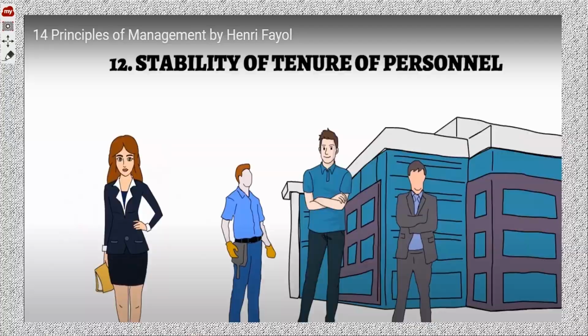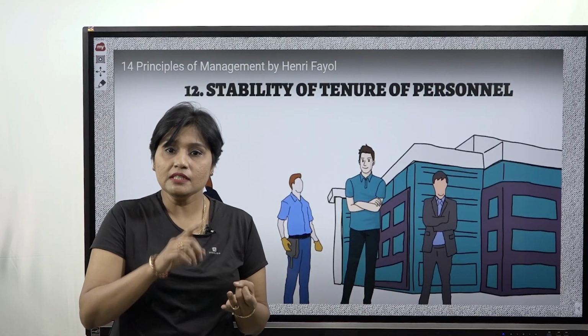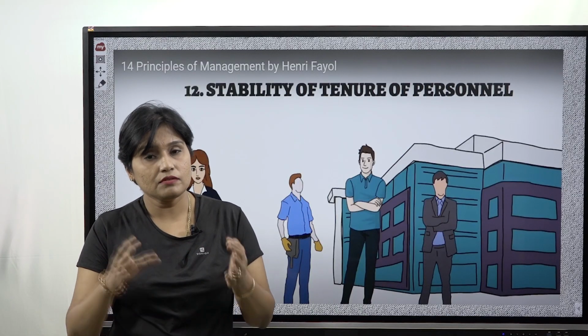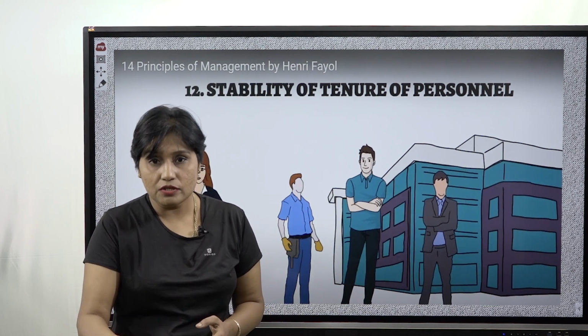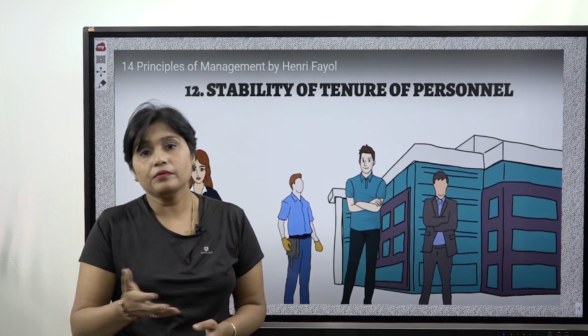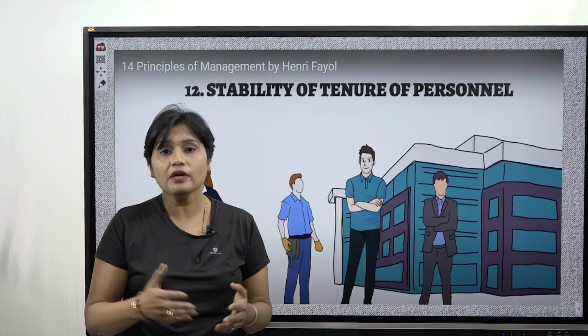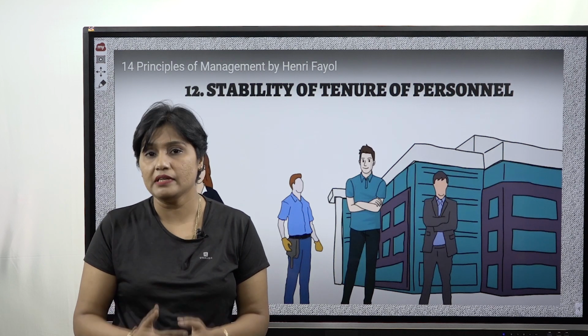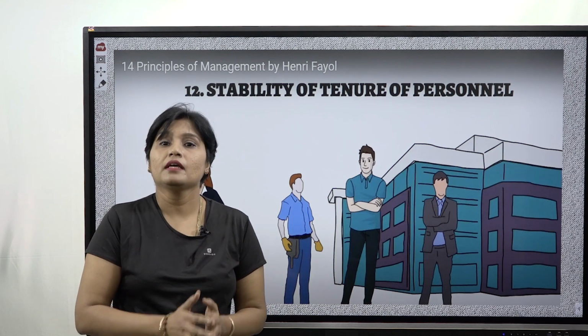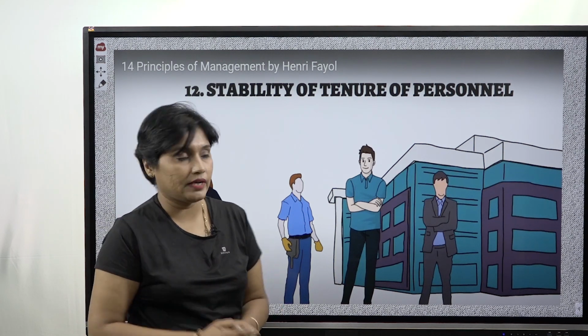Now, the management would have invested for recruitment, selection and training. Now, suppose if the employee leaves the job, then again there will be extra cost for the management to recruit another person. So, in order to avoid all this, stability of tenure of personnel means an employee must stay in an organization for long run.